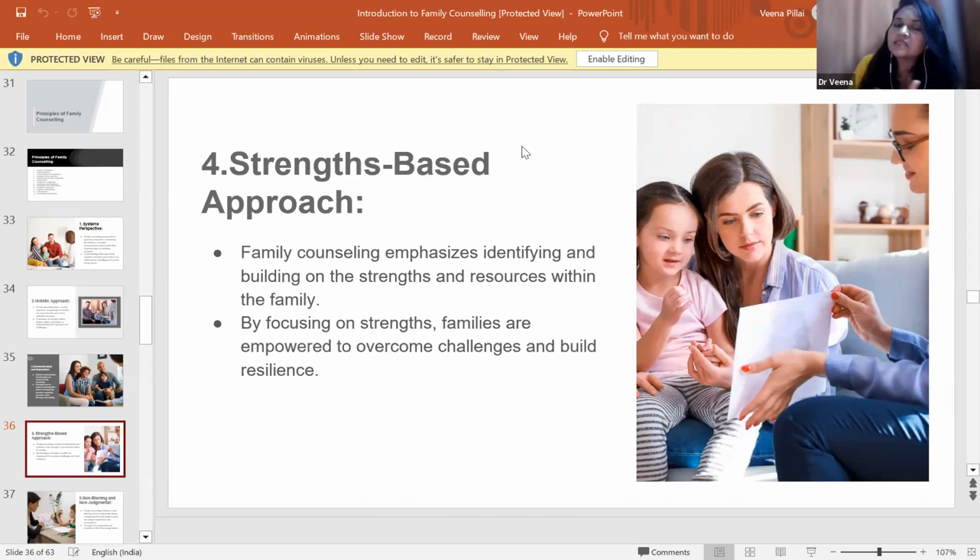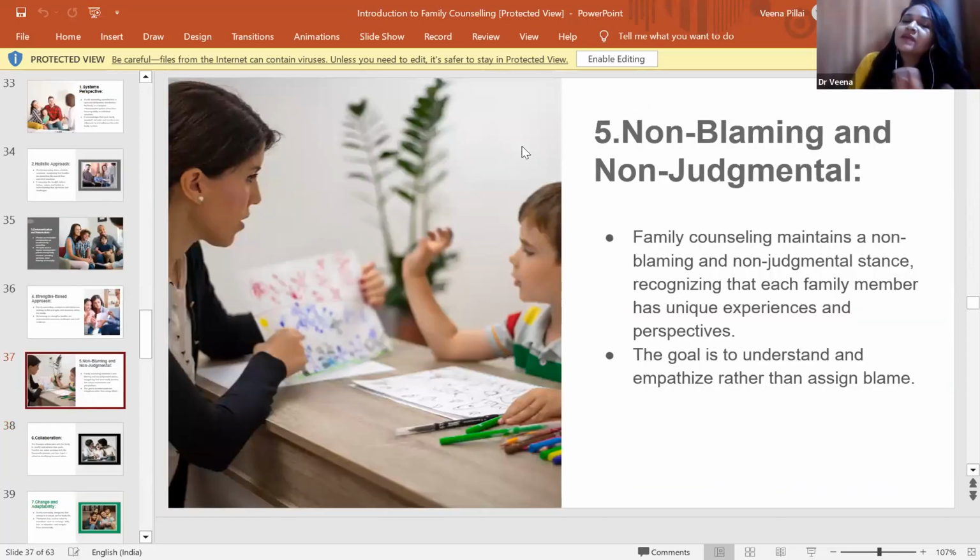So a strength-based approach would address such issues. It is non-blaming and non-judgmental. In counseling we always say a therapist should have that non-judgmental attitude. Many times what happens in the family system is that there would be a correlation, or there would always be triangulation.